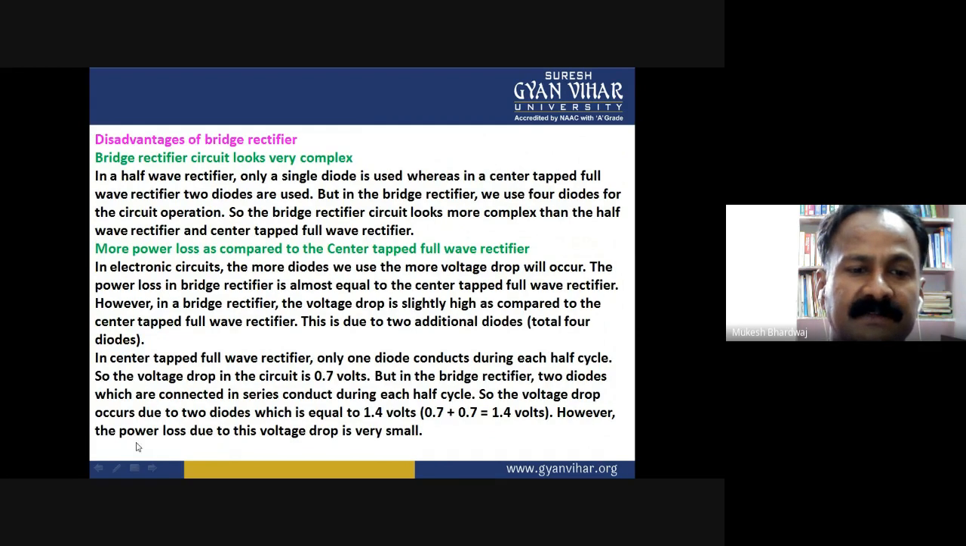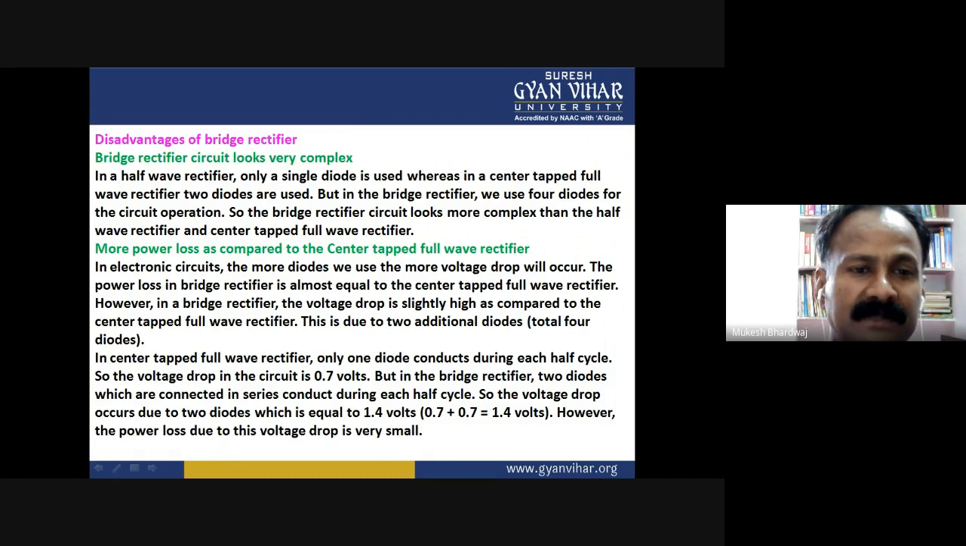Disadvantages of the bridge rectifier. The bridge rectifier circuit looks very complex. In a half wave rectifier, only a single diode is used, whereas in a center tap full wave rectifier, 2 diodes are used, but in the bridge rectifier, we use 4 diodes for the circuit operation. So the bridge rectifier circuit looks more complex than the half wave rectifier and center tap full wave rectifier.